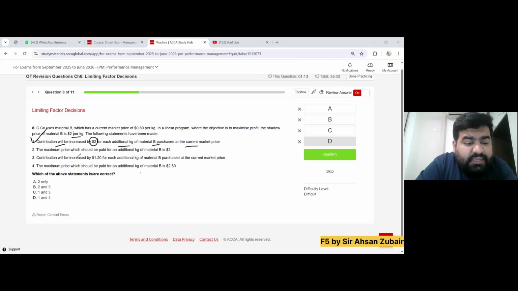Okay. The maximum price which should be paid for additional B, no. Shadow price definition is not that maximum price you should pay for that B. Shadow price is the increase in contribution of a limiting factor. If you increase its 1 unit, contribution will be increased by 1.20 for each additional kg of material B purchased. No. This definition is of shadow price, but he has written the value wrong. He has written 1.2, not 2.